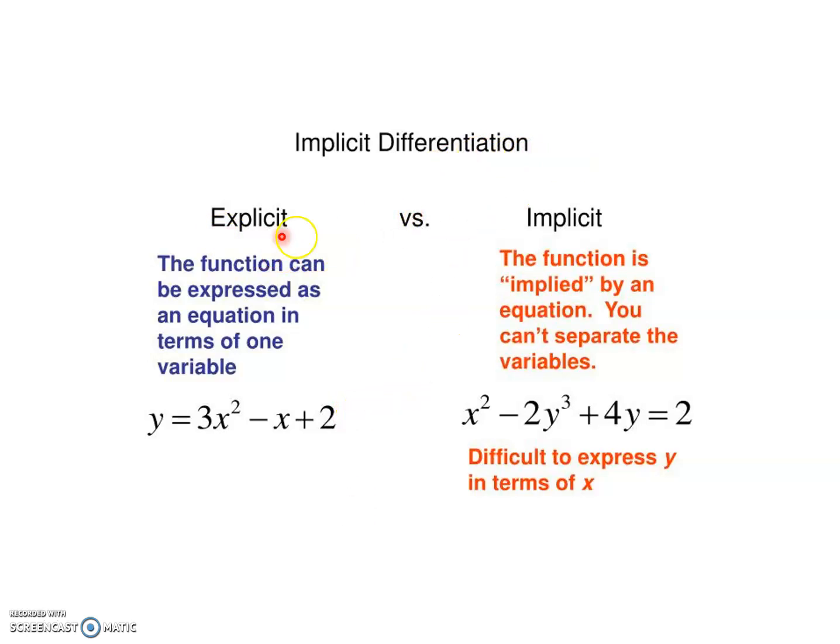Implicit differentiation, explicit versus implicit means what? The function can be expressed as an equation in terms of one variable only, that is y is equal to f of x, 3x square minus x plus 2. But implicit, the function is implied by an equation. You cannot separate the variables, for example x square minus 2y square plus 4y is equal to 2. Here x and y are both variables available in that equation and it is difficult to express y in terms of x.